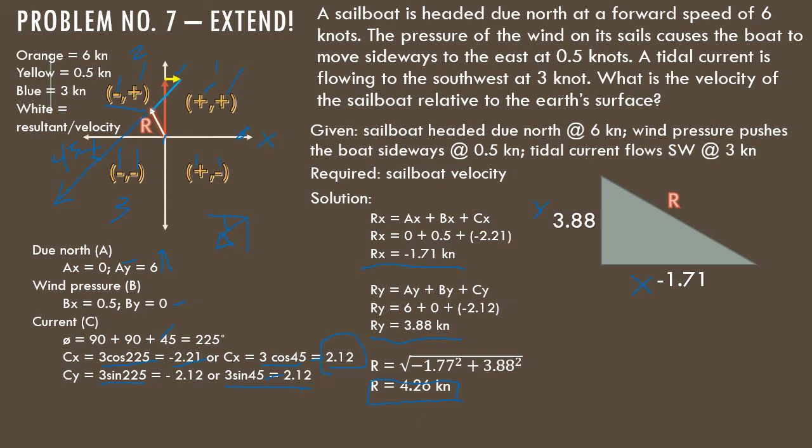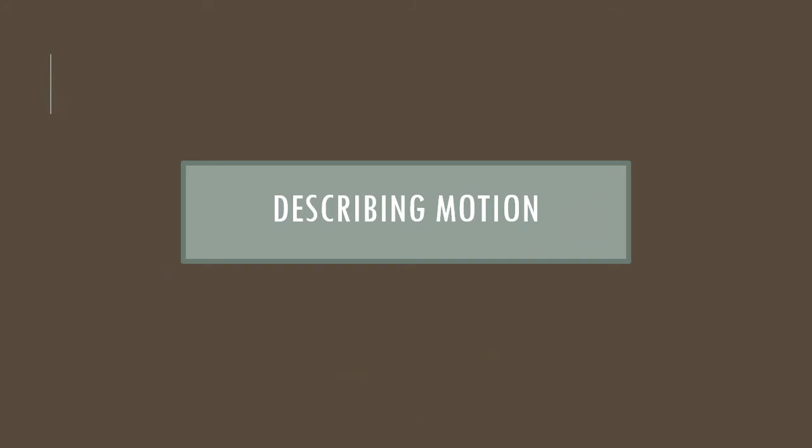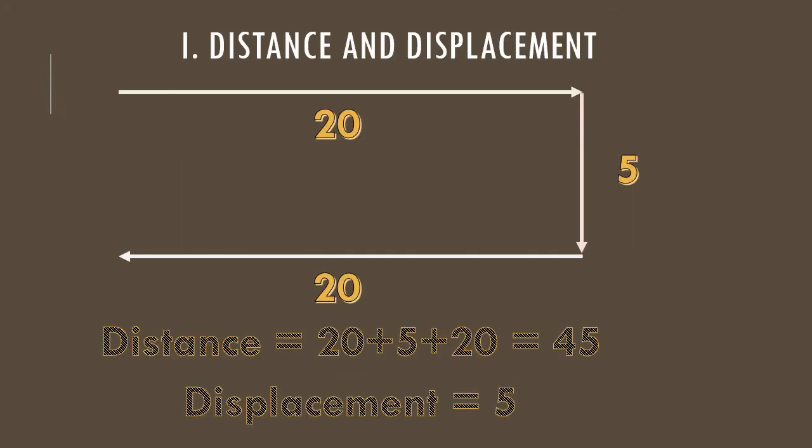Next, let's discuss describing motion. The first one is the distance and displacement. So, ano nga ba yung pinagkaiba ng distance sa displacement? Yung distance, yun yung total traveled. So, from position 1 to position 2 to position 3, then to position 4. Yung displacement naman ay yung distance lang galing sa origin towards the final destination.